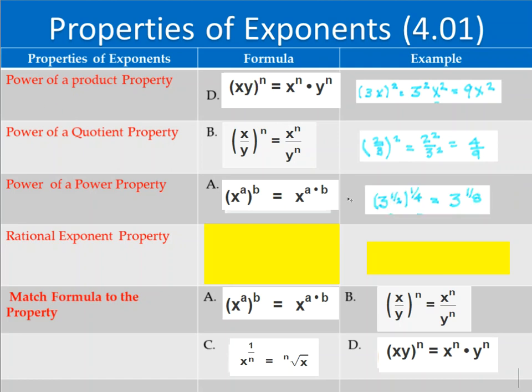All right, let's look at an example. We've got 3 to the 1/2 power raised to the 1/4 power. So we multiply the two fractions together, and you get 1 times 1 equals 1, and 2 times 4 equals 8. So your answer would be 3 to the 1/8 power. And this example actually leads into our last one about rational exponent property. And this is when you're dealing with radicals.